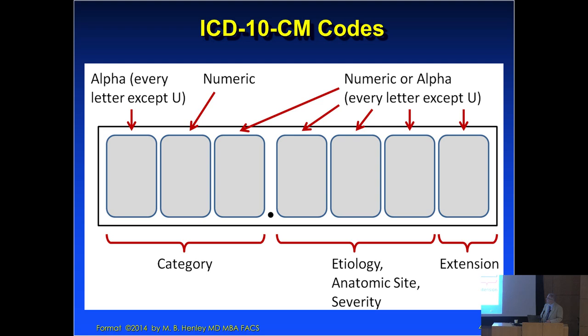So the ICD-10 code set looks like this. It's got a decimal point after the first 3 digits, which denote the category. You can see which characters are alpha or numeric or alphanumeric. The second 4 characters specify increased specificity in terms of etiology or, for fractures, anatomical site, or for medical illnesses, severity. For example, you can have diabetes that's poorly controlled. And then there's a 7th character extension, which is required for many, many, many musculoskeletal codes, but not all others.